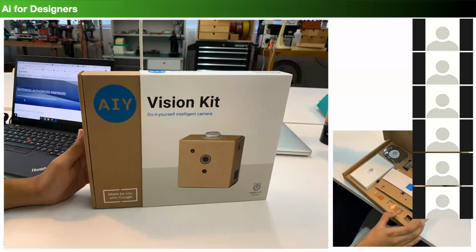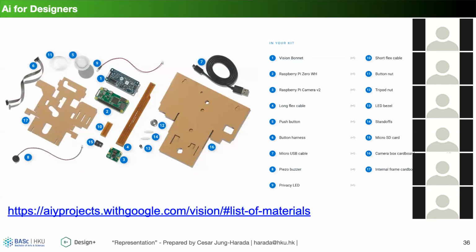So this is the kit that it comes in, and these are the parts. The most important part here is a Raspberry Pi. This one is the Raspberry Pi Zero WH, and this computer costs $5 US, so like 40 Hong Kong dollars just for the computer. The part that is more expensive, because it has a much smaller size of production, is what we call the vision bonnet. That's the part that Google really developed, and it is basically an extension of the computer. It's basically a graphics card.